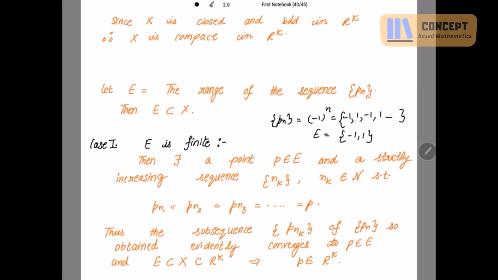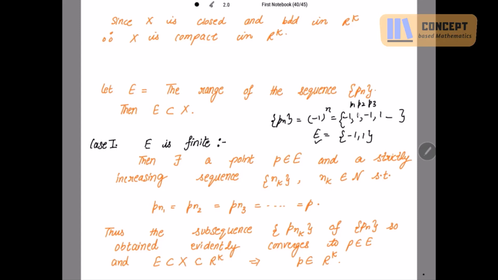Alright. Can we make a subsequence from this sequence? We can. We collect the points, either the points 1, 1, 1, that is Pn1, Pn4, Pn6, and so on, or we take the negative ones, and all these points are the same, right? So there exists a point P belonging to E, which can be -1 or 1, and a strictly increasing sequence nk, where nk belongs to the natural numbers, such that Pn1 equals Pn2. Here nk is the subscript for the subsequence. If this is your first element P1 in the sequence Pn, the second element is P2, the third is P3, then these nk are actually the natural numbers 1, 2, 3.